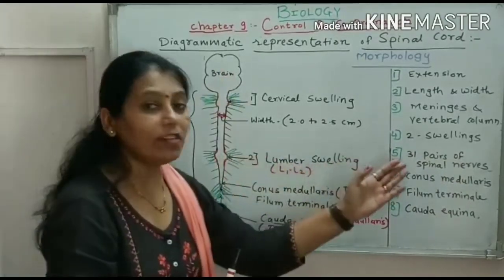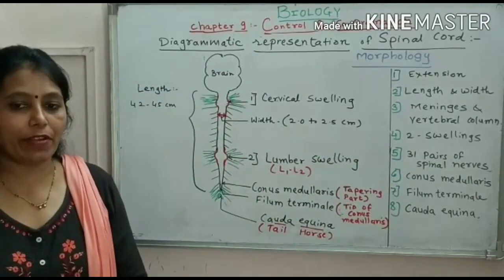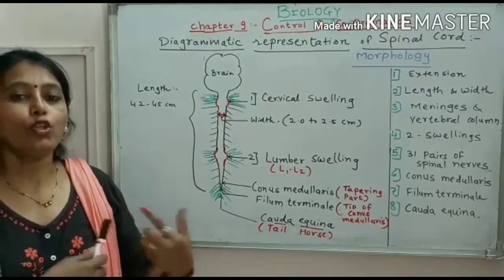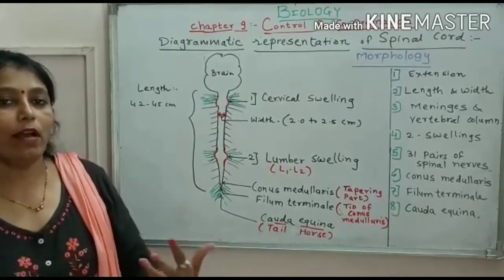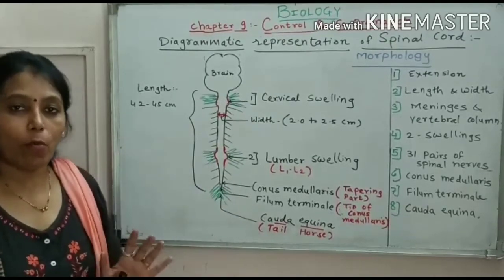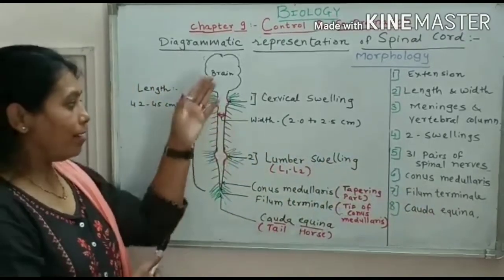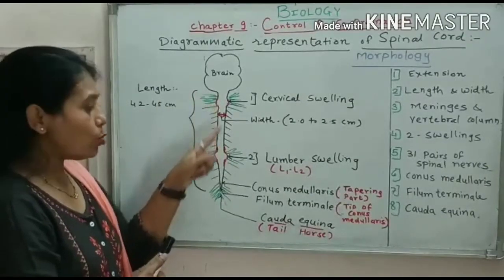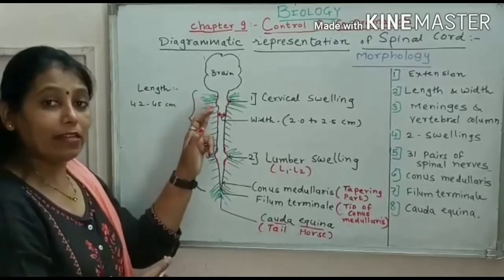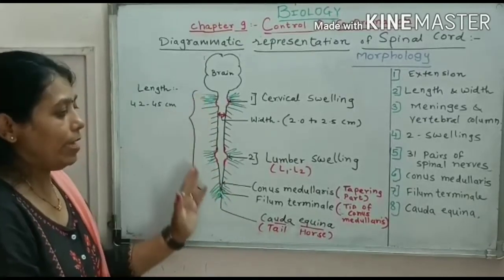Now why are these nerves in pairs? As we have bilateral symmetry. So from this side 31 and from this side 31, so that they can join with the right side of the body as well as the left side of the body. That's why they are in pairs. Now if you see the diagram, cervical swelling, lumbar swelling, and at the end these spinal nerves are concentrated, meaning they are present very close to each other.